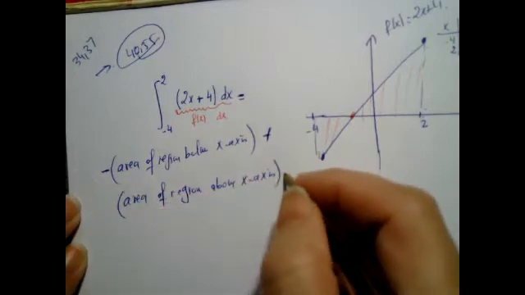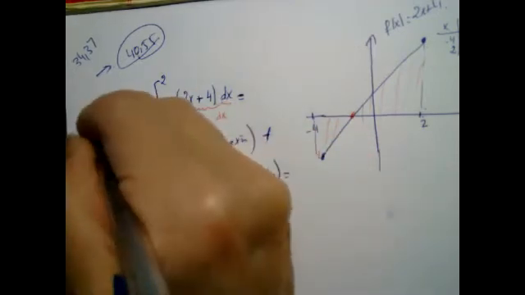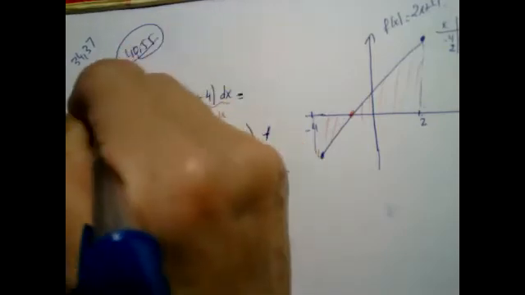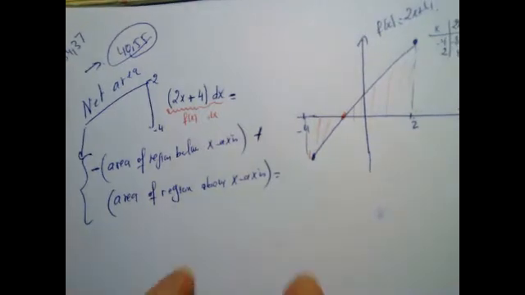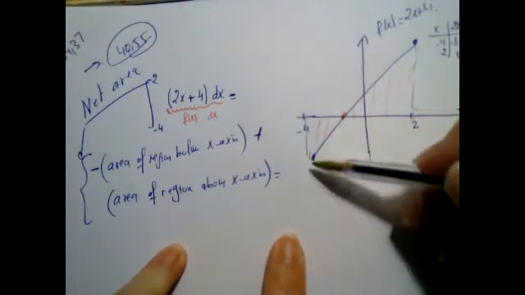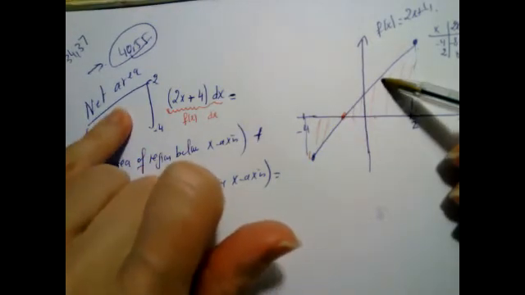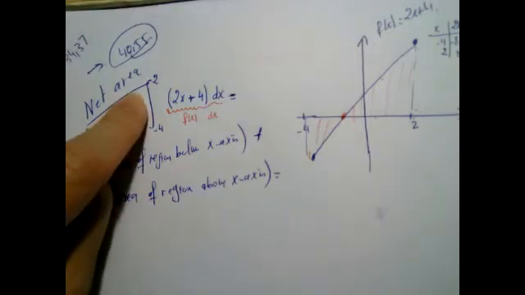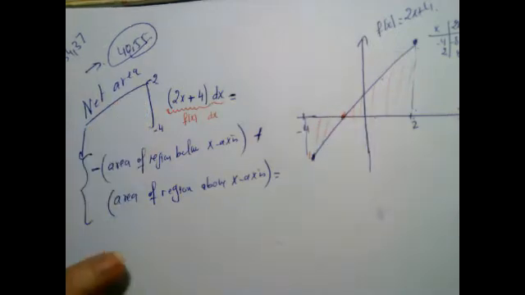This area has a name: it's called the net area. It's not called the area, it's called the net area. So when you have a region like this, you take minus the area below the x-axis plus the area above, and we call it the net area. So evaluating this integral geometrically is really boiling down to computing this net area. So let us compute this net area, all right?